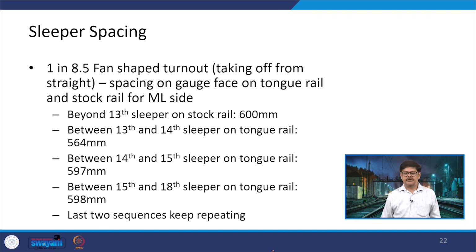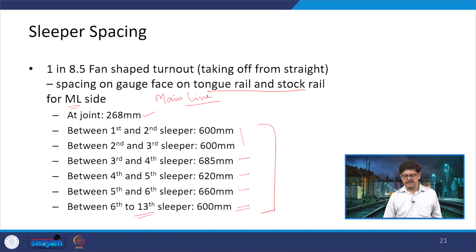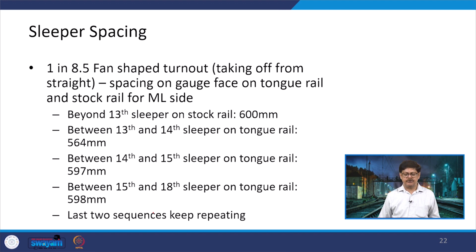Now, in the case of this 1 in 8.5 fan shaped turnout, there are a few other things, because in the previous one we said up to the 13th sleeper it is 600, but if we go beyond the 13th sleeper, on the stock rail it remains 600 mm, between 13 and 14 on the tongue rail it changes, then 14 to 15 also changes, and then from 15 to the 18th it becomes 598 mm. These last two sequences keep repeating further. So, that is the overall arrangement in which the sleepers are provided in the case of turnouts.